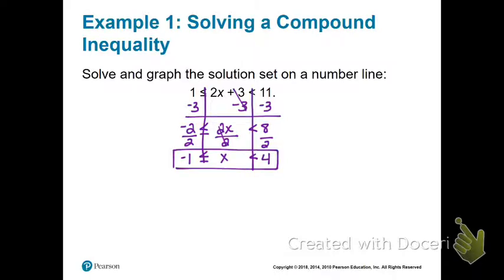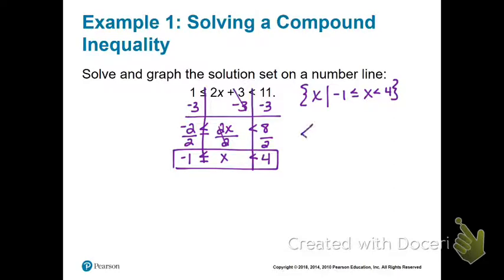Now, like we did the other day, we can write this in set builder notation. We could say x, the set of x's such that, and then just write your inequality there. So x such that -1 is less than or equal to x, which is less than the 4. And close your set builder notation.